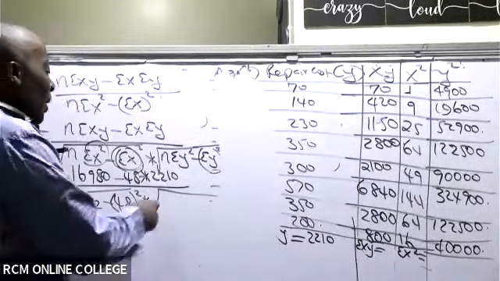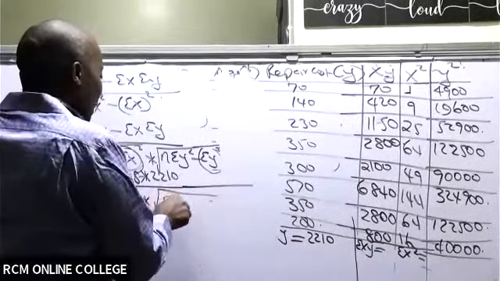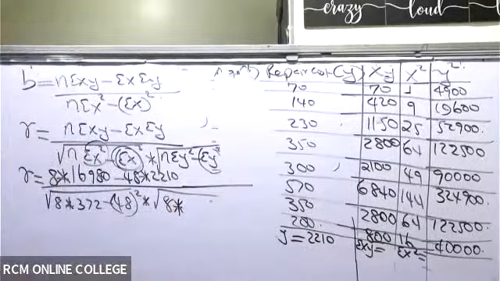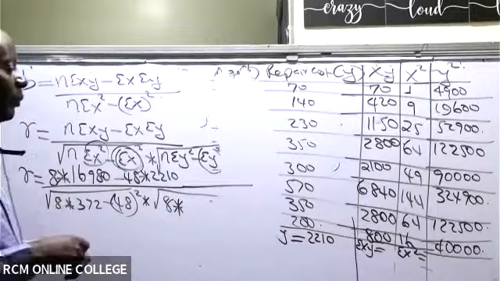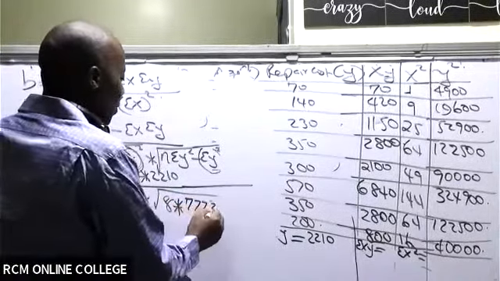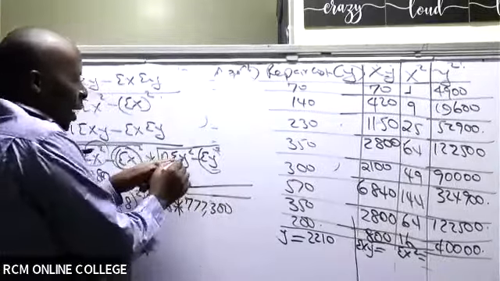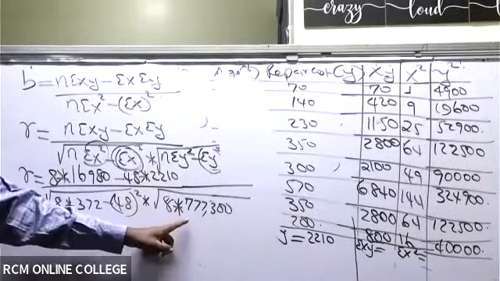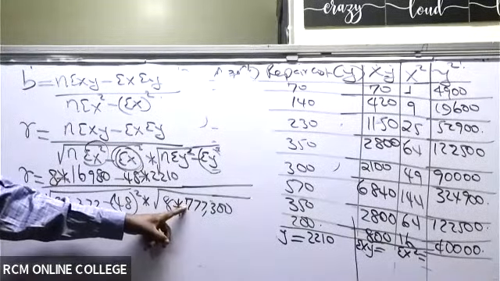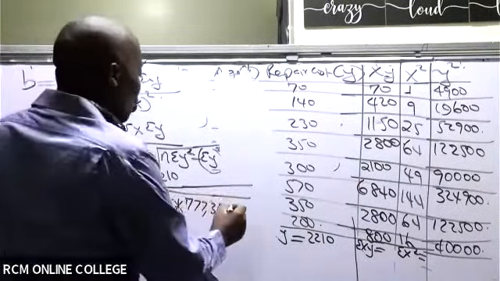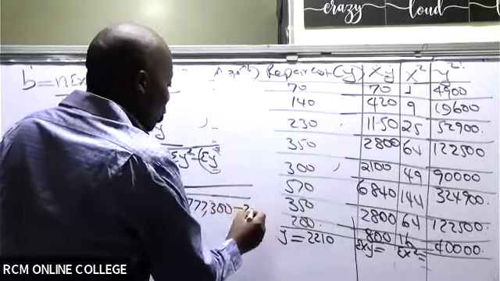We have, ladies and gentlemen, n which is 8 times summation of y squared. Summation of y squared, you guys gave me a big number. Was it 777, 300? Are you able to remember this number, 777, 300? Yes. Minus summation of y that I have here, 2210.